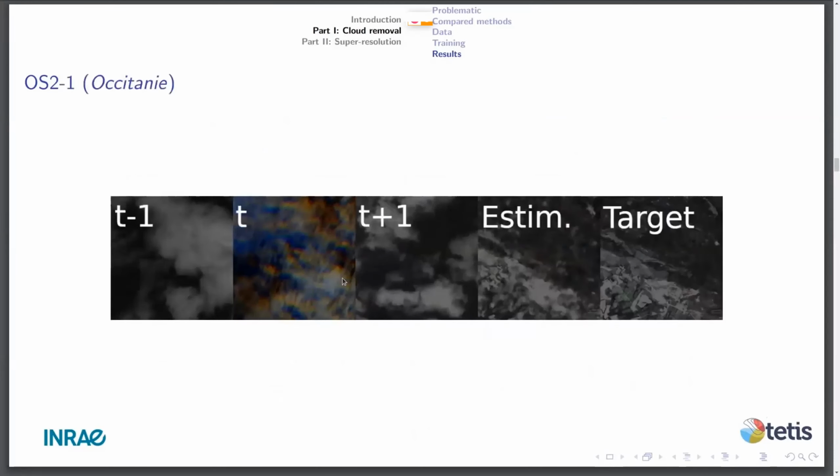Here are a few patches processed from the validation dataset for the second operational scenario. So here we have the t-1 image, the t image, the t+1 image. All three images are impacted by cloud. And the two last columns are the estimated image on the left and the target image on the right. So the target image is the actual image that we just use to compute the validation metrics.